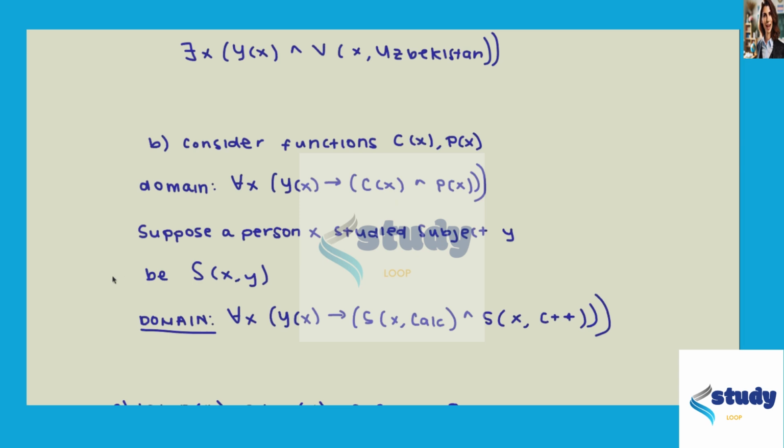So suppose that there is a person x who studied subject y, and we'll denote this by s of x comma y. So for this, remember we're considering the grade in calculus, it would be for all x, y of x maps to s of x comma calculus and s of x comma C plus plus.